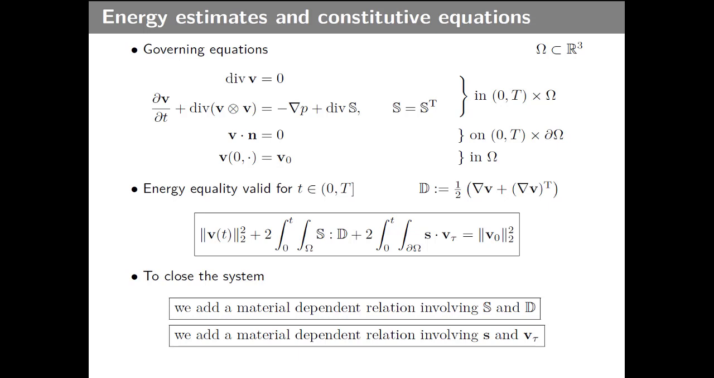We need to add a material dependent relation involving S and dT. So it is the second part of the missing boundary condition here. In order to get a closed system for this type of equation, we need to add these relations, and these relations basically constitute the behavior of the material in bulk. This is the first equation, and the second one characterizes how it behaves at the boundary.